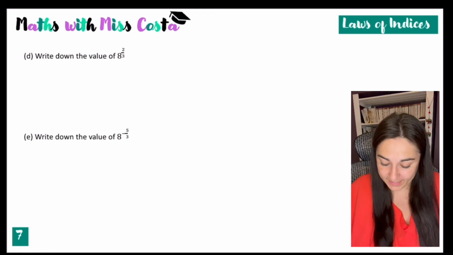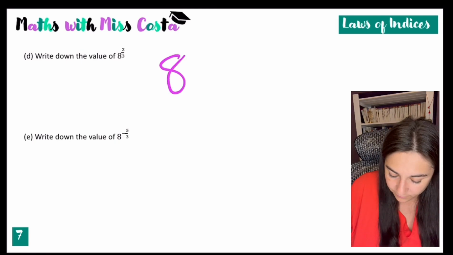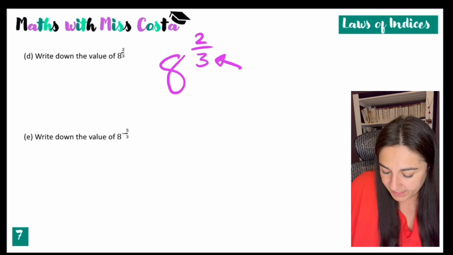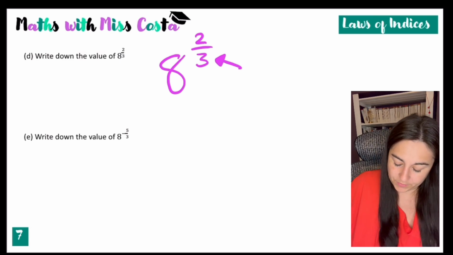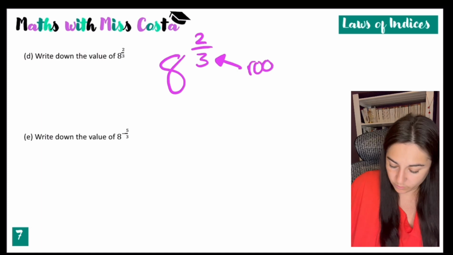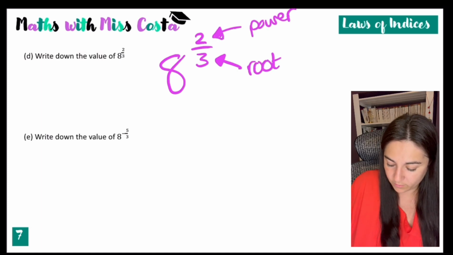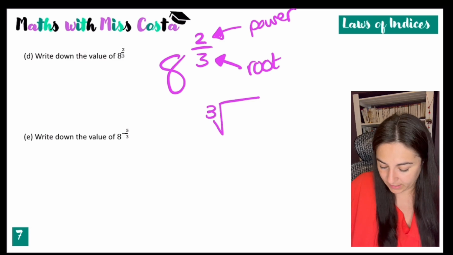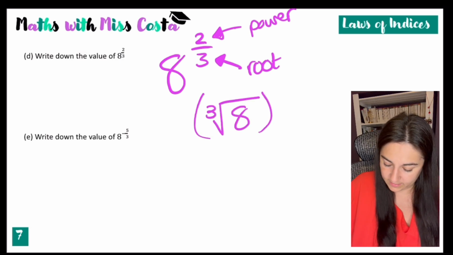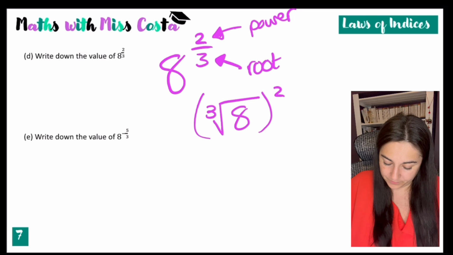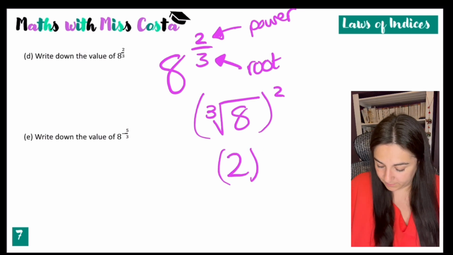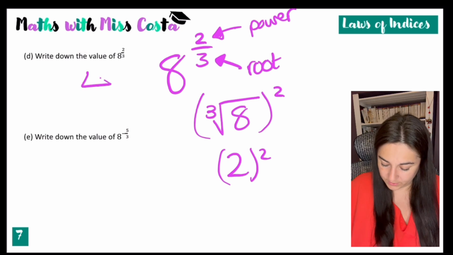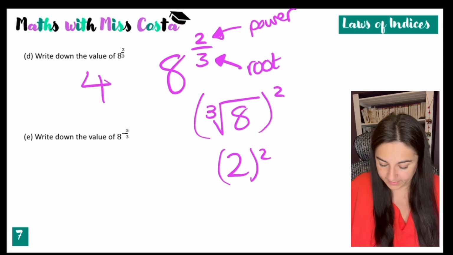Okay, so a quick little recap on fractional indices. When you've got a fractional index, all it means is the base power over here tells you what it's the root of, and the numerator tells you what it's to the power of. So in this case, it would be the cubed root of 8 to the power of 2. So what's the cubed root of 8? Well, that would be 2. So I'd be left with 2 squared. And what's 2 squared? 4. And that's all I need to do.